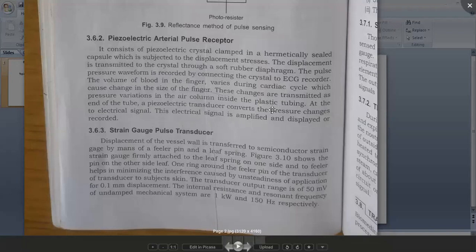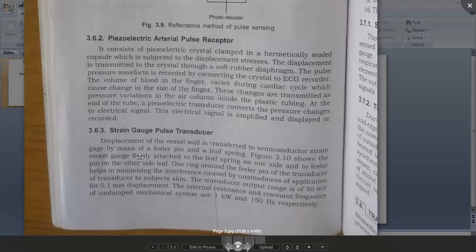So by placing your finger over this soft rubber diaphragm, there is a displacement of the rubber diaphragm, which makes a change of pressure. That change in pressure will be applied over the piezoelectric transducer, which converts the pressure changes into an electrical signal. This electrical signal is amplified and displayed or recorded.